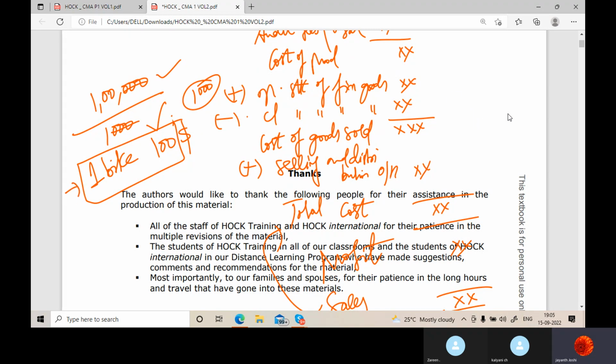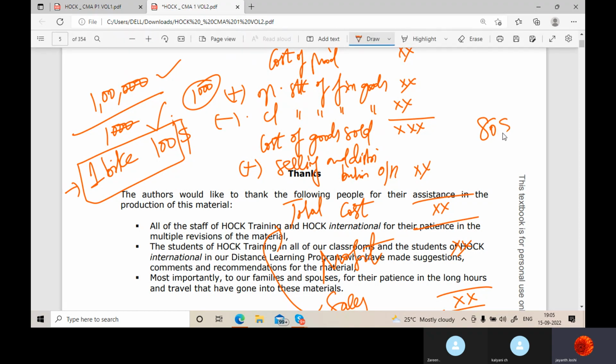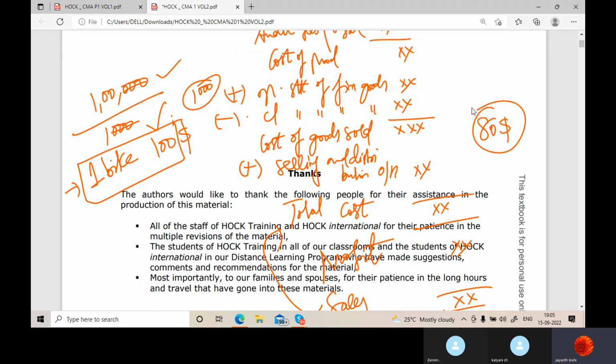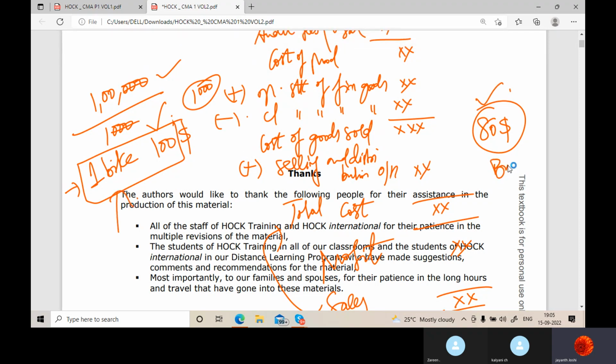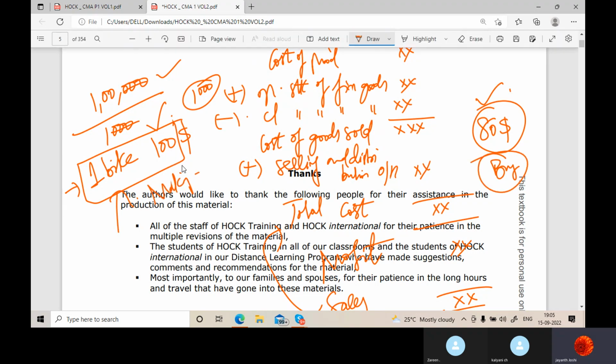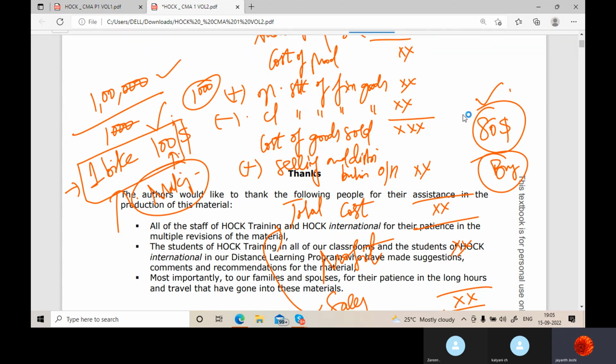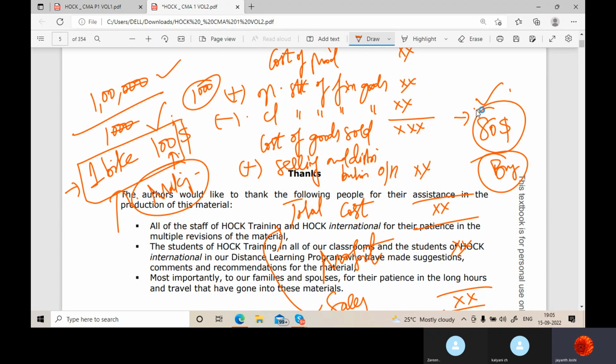If we can get components from China and assemble them for $80, then we can seriously think of getting the components from China and assembling them rather than making it. So we can buy it rather than making it. I think you got it. If you make it, it is going to cost you $100. If you buy it, it's going to cost you $80. So what do you think would be a better option?